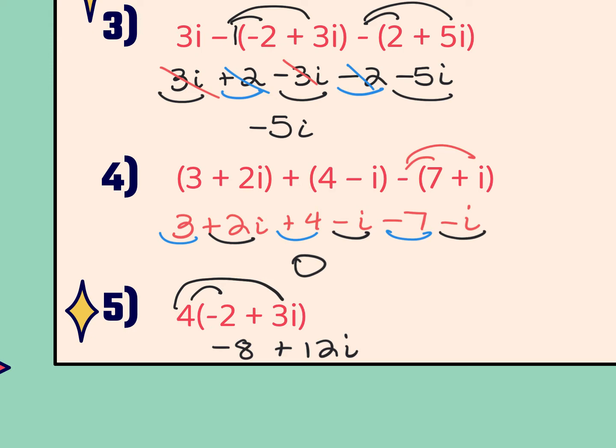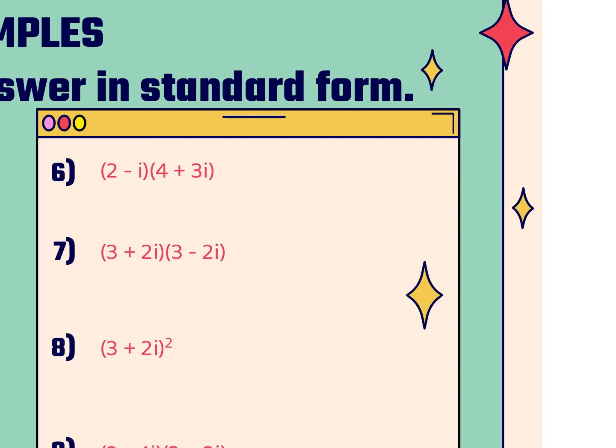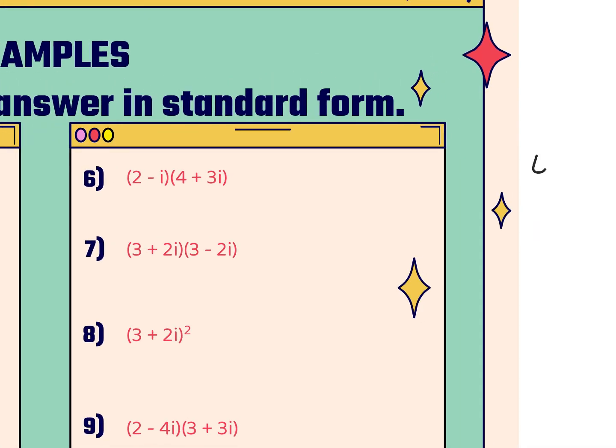Number 6, I'm just going to FOIL it. Again, treat it like a variable. Now, what's going to be different on number 6 is when I FOIL this, anytime I get an i squared in my answer, I need to replace that i squared with what it equals, which is negative 1. So i squared equals negative 1. So let's FOIL it, combine our like terms, and then anytime we see an i squared, we're going to take it out and put a negative 1 in its spot.